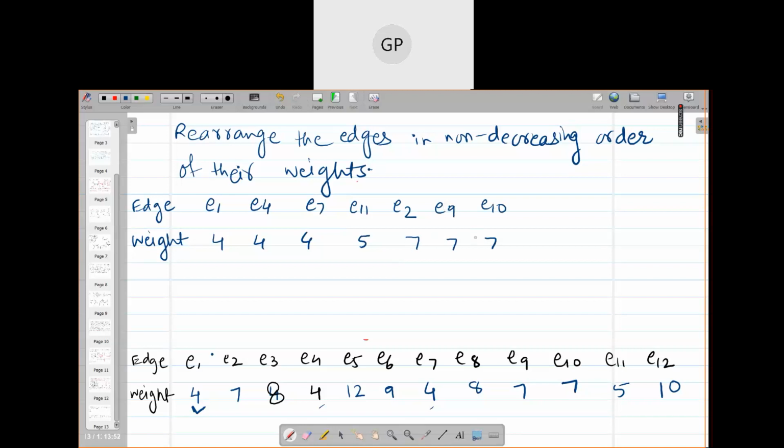Then E3 with 8, and E3 and E8 both have weight 8. Next, E6 with 9. Then E12 with 10 and E5 with 12. All the edges are done, 12 edges: 3, 3, 6, 3, 9, 3, 12. Have you understood it?